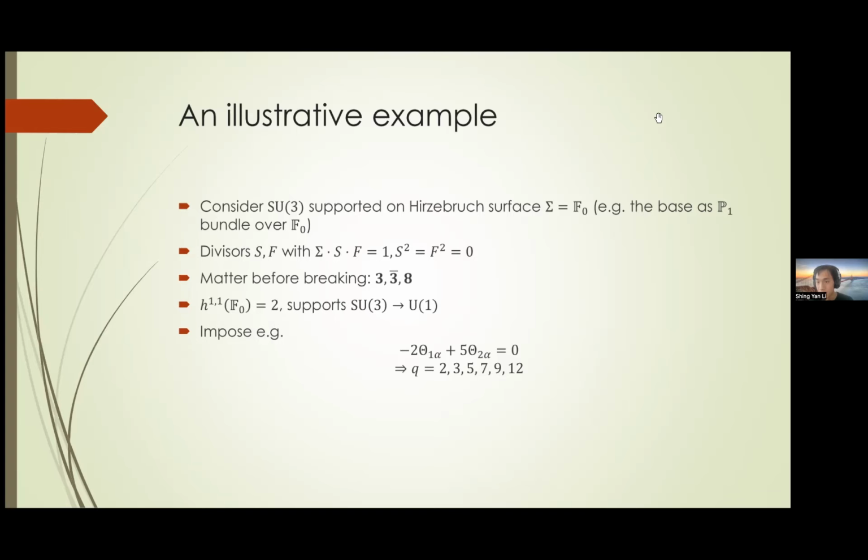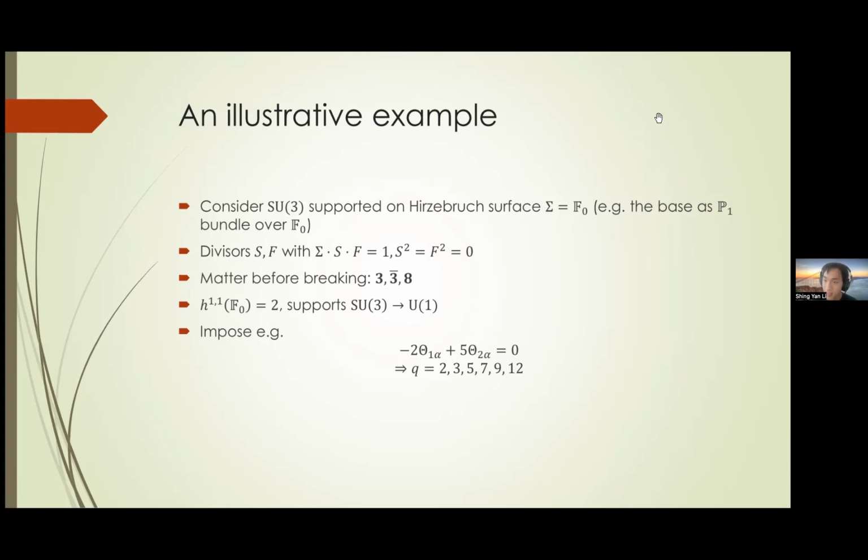So according to the previous condition, we can reduce the rank of the gauge group by 1. So we can do, let's say, SU(3) down to U1. Now we impose the condition that we wrote down before, and we pick some numbers, let's say -2 and 5 here. By some group theory calculation, you can calculate the charges you get after the breaking, and you'll get Q equals 2, 3, 5, 7, 9, and 12. Now you'll notice that there's already a 12 here, which is already larger than the 6 before. So just by this very simple setup, we already get some large charges.